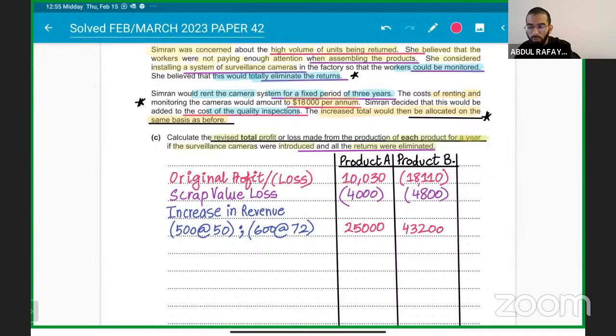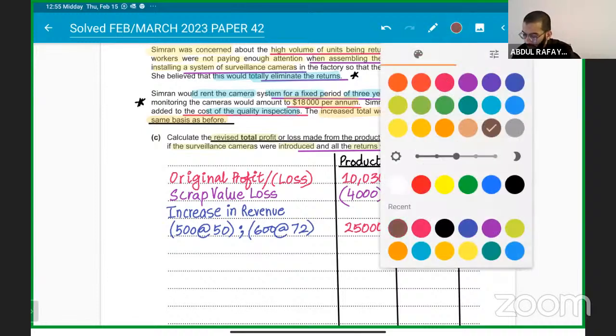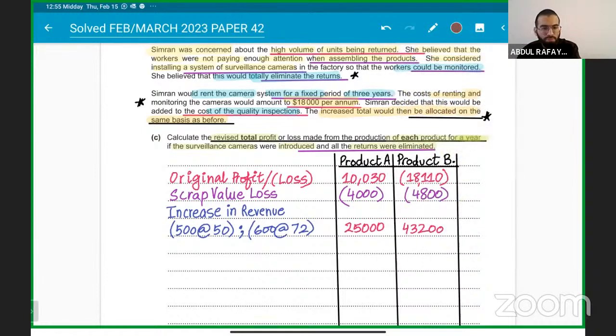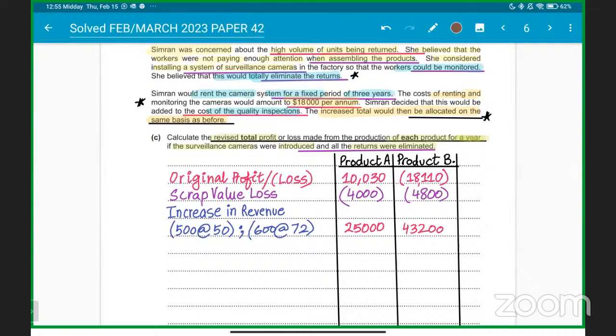43,200 revenue for product B as well. Understood? Getting this? Clear? ये क्लियर हो गया? कोई प्रॉब्लम तो नहीं है इसमें? Let me know, कोई क्वेश्चन, कोई कंसर्न? Guys, got this right? Okay, then we got an increase in revenue.